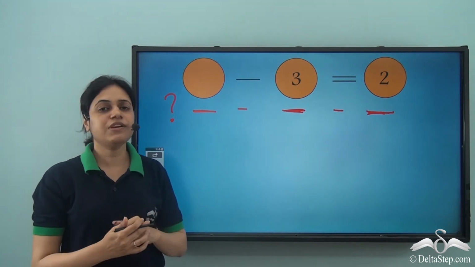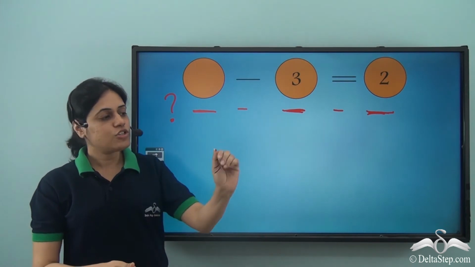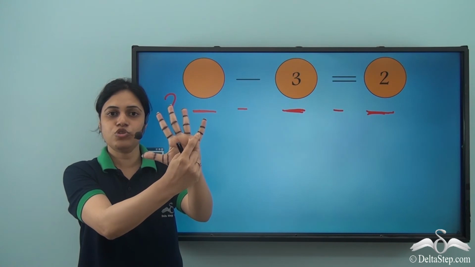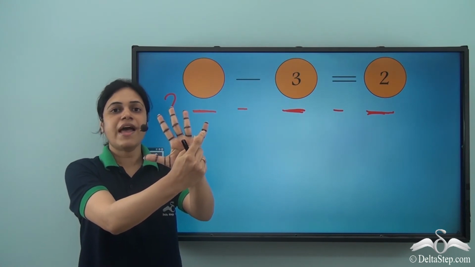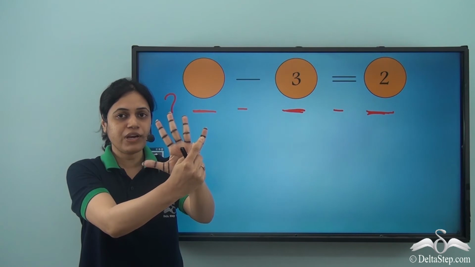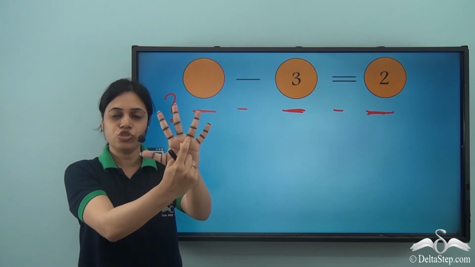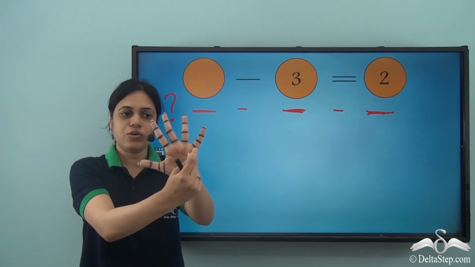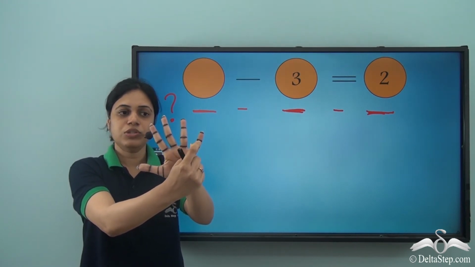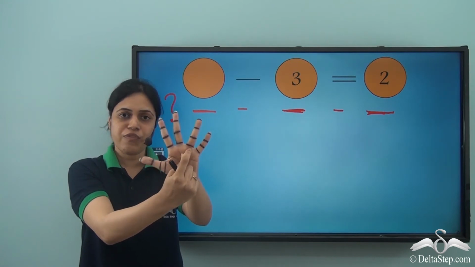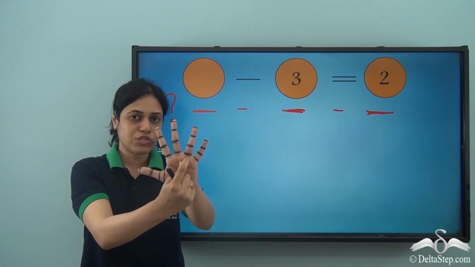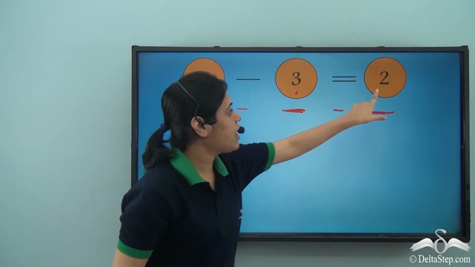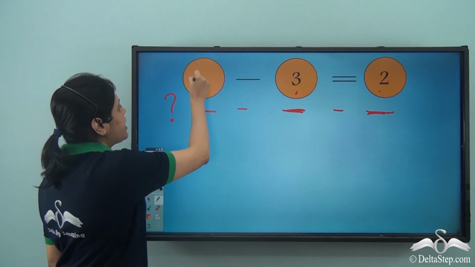So let's do that using finger mark counting. So I'll first take 3 finger marks. 1, 2, 3. And then I'll take 2 more finger marks. 1, 2. And let's see how many finger marks we have reached. 1, 2, 3, 4, 5. So in total, there are 5 finger marks. So by adding 3 and 2, I get 5.